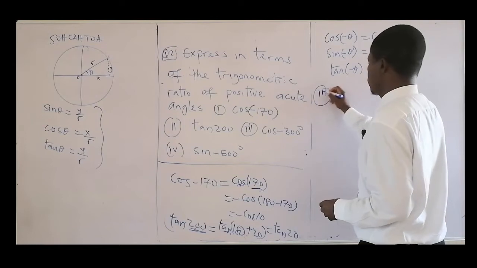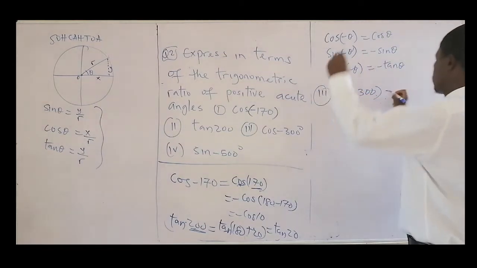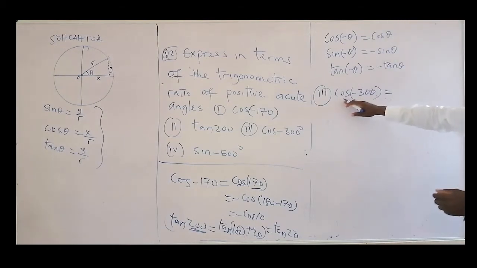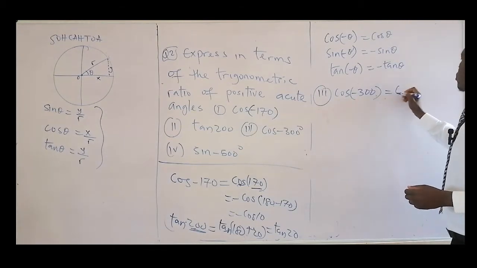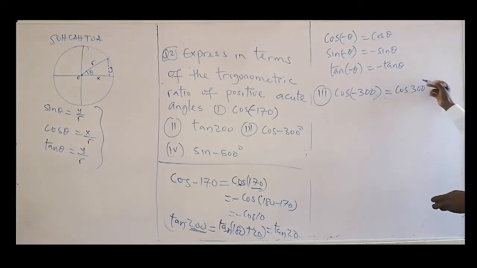Number 3, cos minus 300. Cosine of a negative angle will be cos 300, and this 300 falls in the fourth quadrant, and that will be equal to cos of 360 minus 300, and that's cos 60. Then you can press the calculator and get that value.